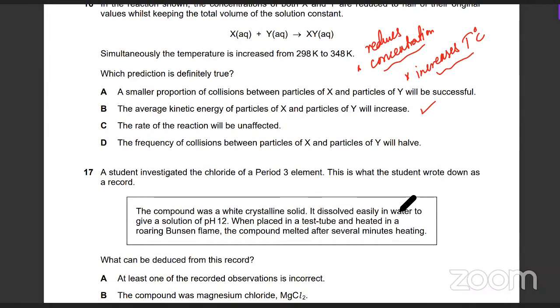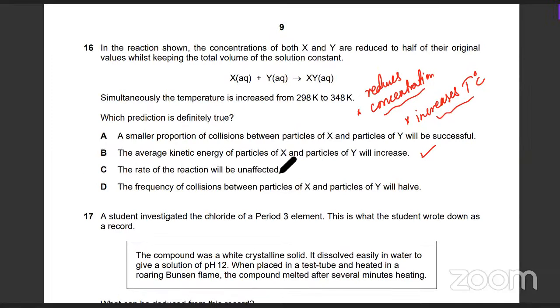Sir, what about C? Because you said that it cancels out the conditions. We can't really say that it 100% cancels out. Maybe the temperature has more effect. So we can't really tell whether it's going to cancel out completely or not. So that's not definitely true. Somewhat true, but not definitely true. The frequency. Sir, you said that the kinetic energy is increasing, right? Because the temperature is increasing.